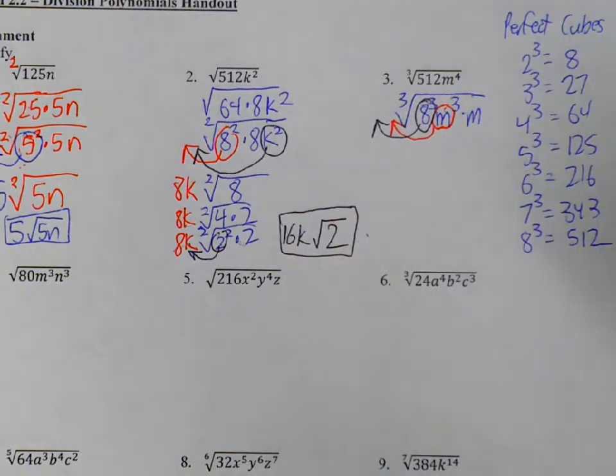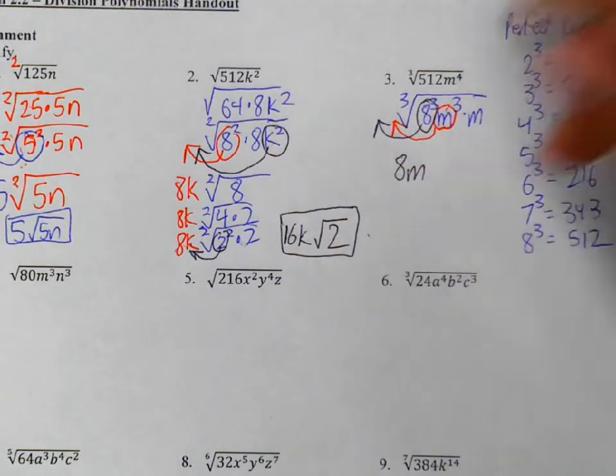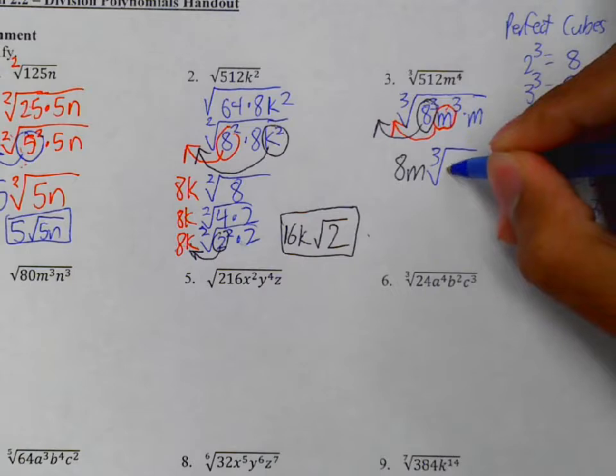Okay, so on the outside we have 8m, and then we still have the cube root, and then we still have this m left over.